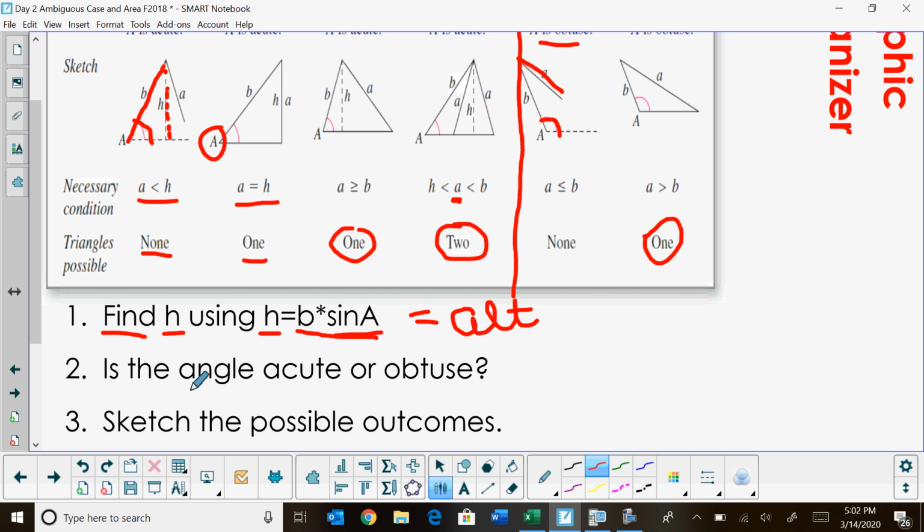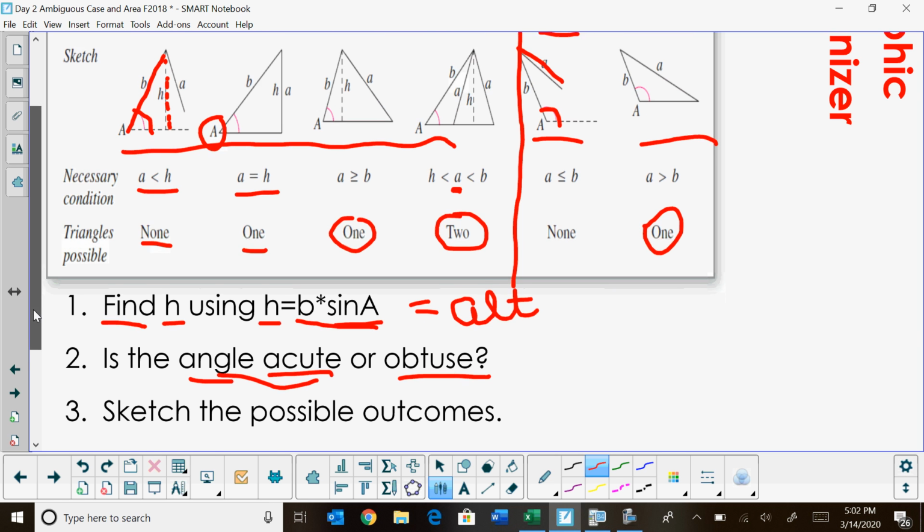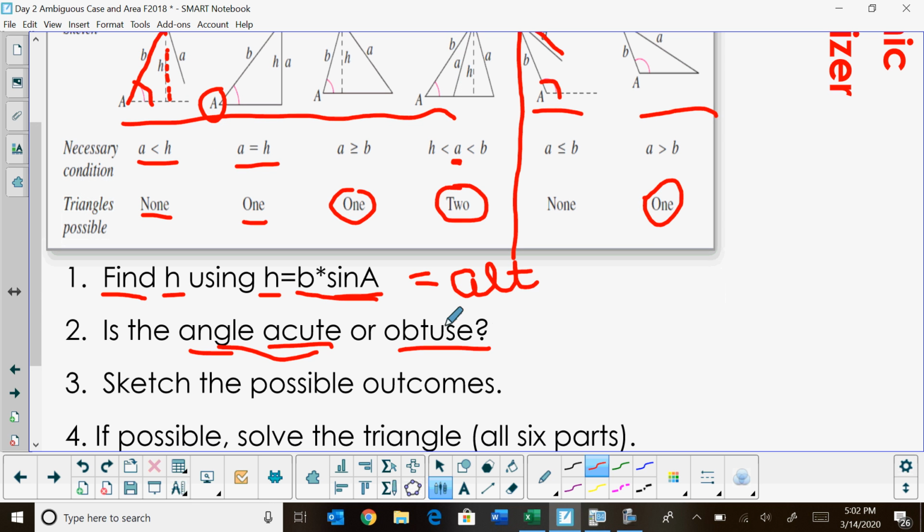You also need to look at whether A is an acute angle or an obtuse angle. If it's an acute angle, you're going to look at these four scenarios. If it's obtuse, you're going to look at these two scenarios. So we've got 4 cases for acute and 2 for obtuse. And after you look at your height and decide if you have obtuse or acute, you're going to sketch the outcomes. So you're going to sketch one of these 6 scenarios.